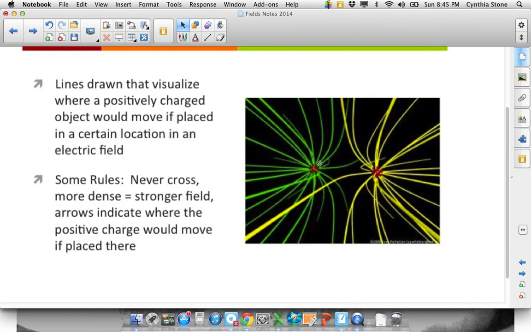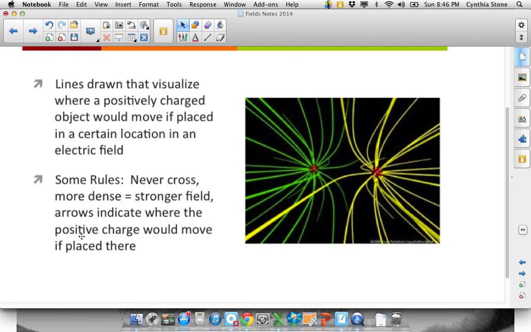If they're more dense, you see how they're closer together here? That's because the electric field will be a lot stronger very close to this object, right? Over here, they're not as dense, meaning they're not as close together, because they're far away, right? That's the same as gravity. Gravity would be less here than it would be right there. That's all it's saying.